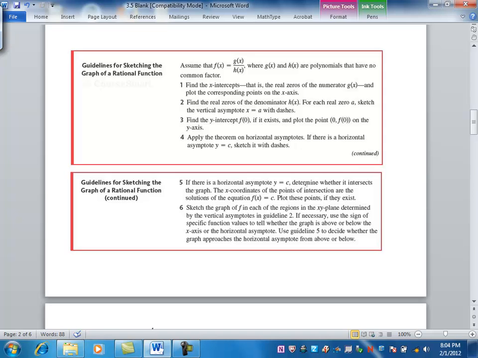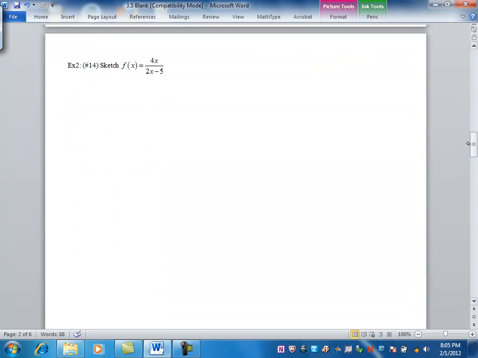Now, if there happens to be a horizontal asymptote, you have to figure out whether it intersects the graph or not. The x-coordinates of the points of intersection are the solutions of the equation f of x equals c. We'll see that in a little bit, and we'll plot those points when they exist. And then finally, sketch the graph of the function in each of the regions in the xy plane determined by vertical asymptotes in guideline 2. If necessary, use the sign of specific function values to tell whether the graph is above or below the x-axis or the horizontal asymptote. We may need to look at test points like we did in Unit 1 where we were solving inequalities. We might have to do the same thing here.